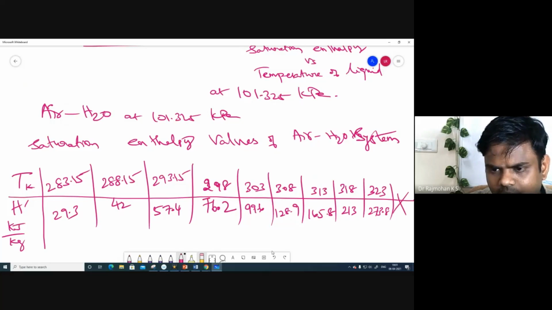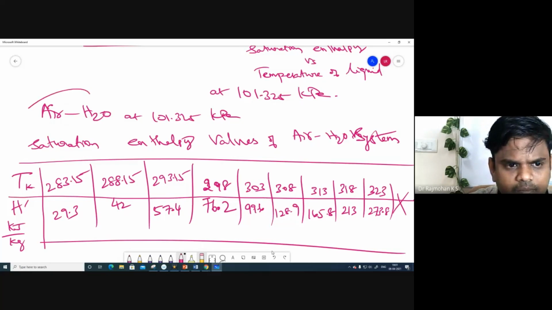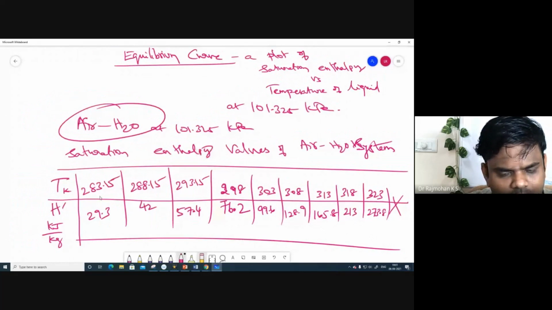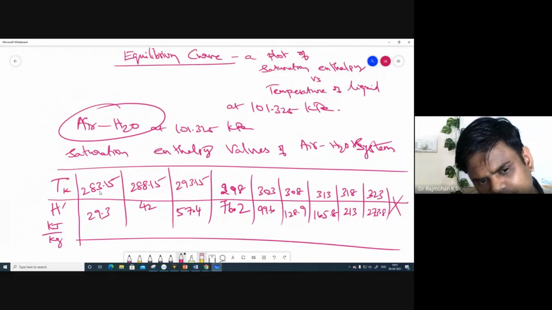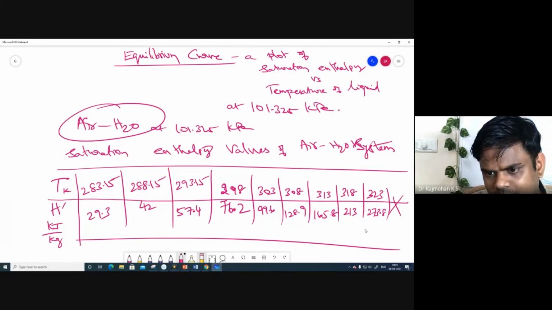273.8. So this data is standard, because for an air-water system, even if it is not given, you can make use of this directly for your temperature range. So this is the particular temperature range I have given, just above room temperature, from 10 degrees Celsius up to this temperature.